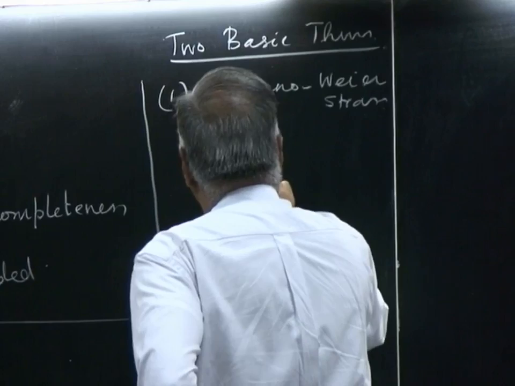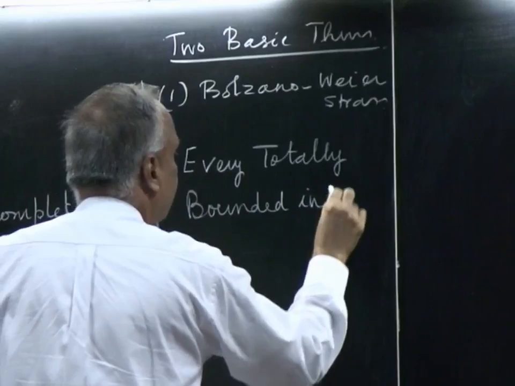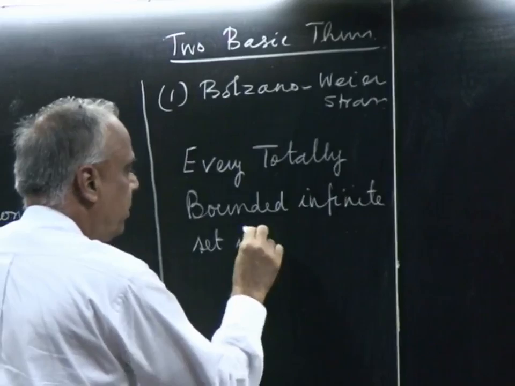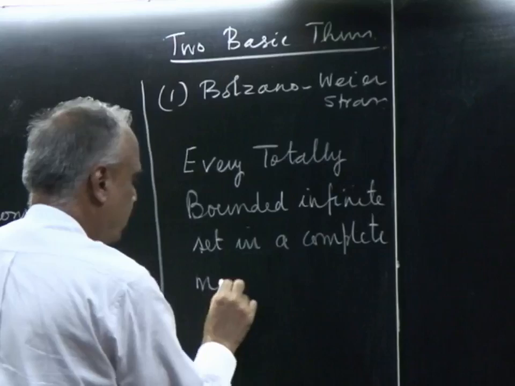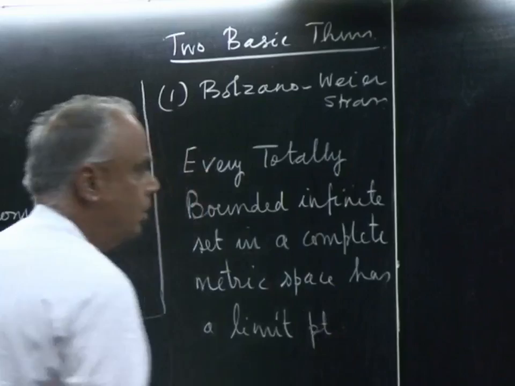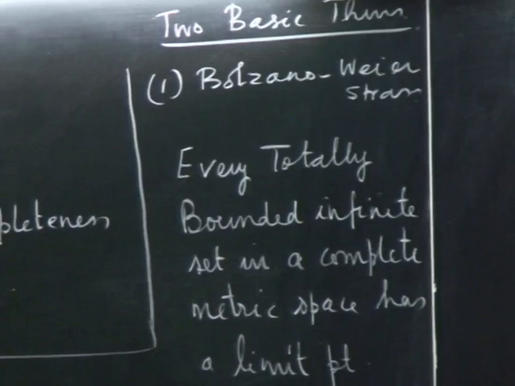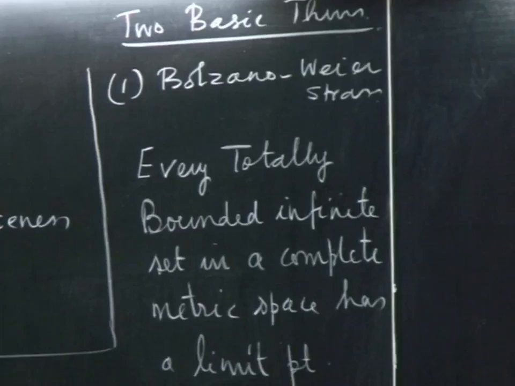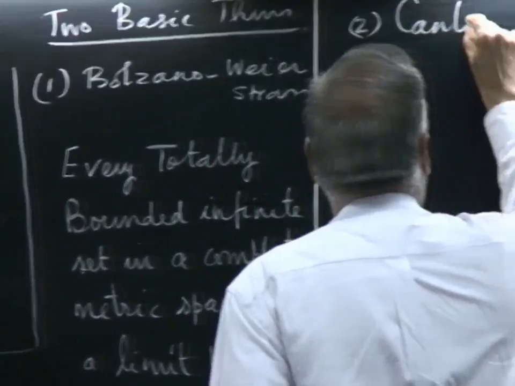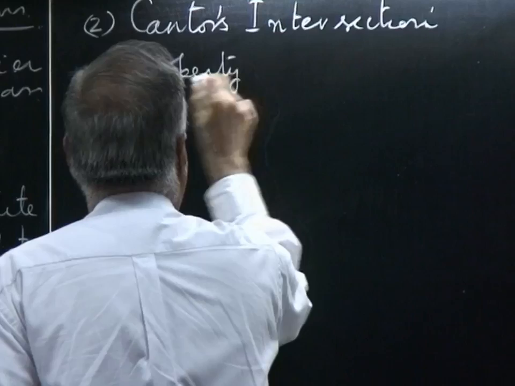totally bounded, now in a metric space we are going to talk about, in a complete metric space has a limit point. So it's sort of using these ideas of convergence notions, sequences and total boundedness. And the second property we had, which is actually a consequence of this, is the Cantor's intersection property, which will come into play a little later, but I'll state it.